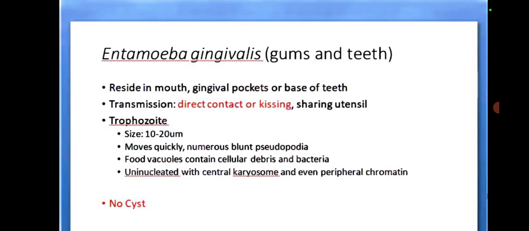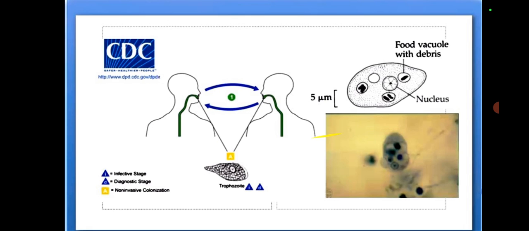The trophozoite size is 10 to 20 µm. It moves quickly with numerous blunt pseudopodia. Food vacuoles contain cellular debris and bacteria. It is uninucleated with a central karyosome and even peripheral chromatin. No cyst stage is found here.